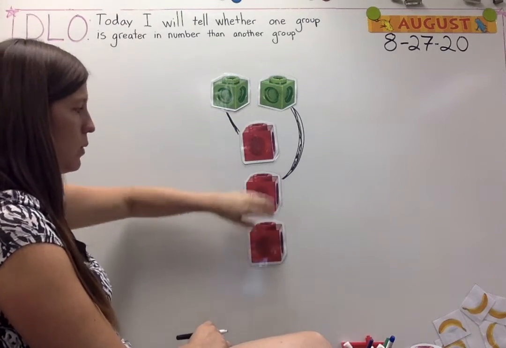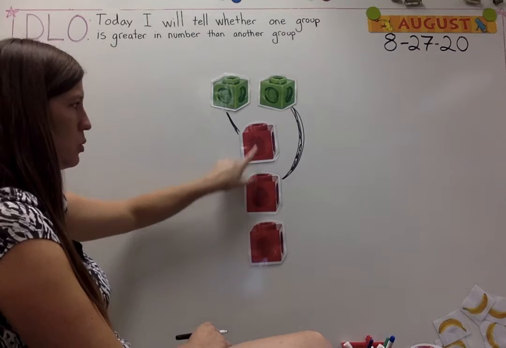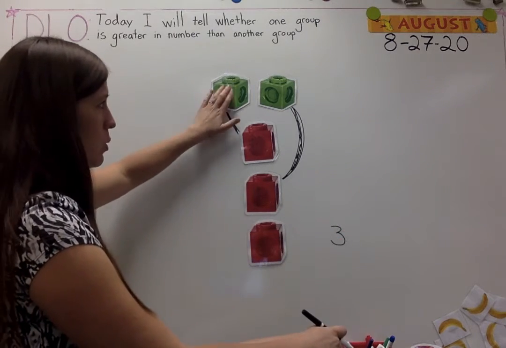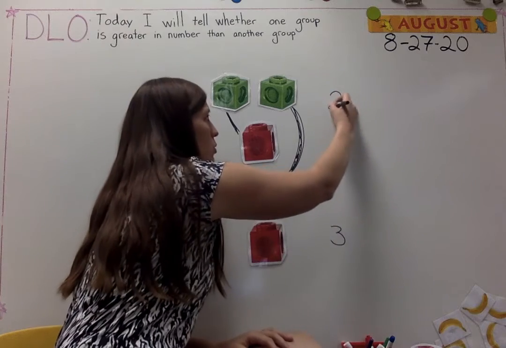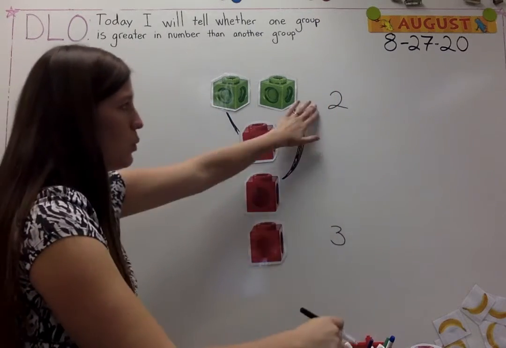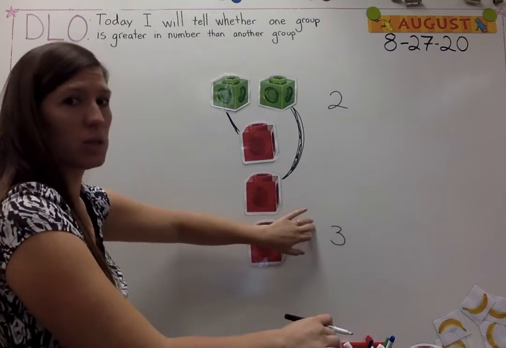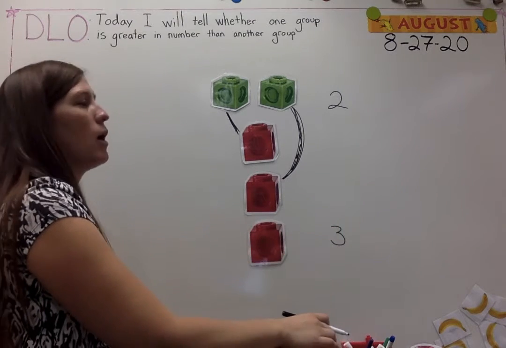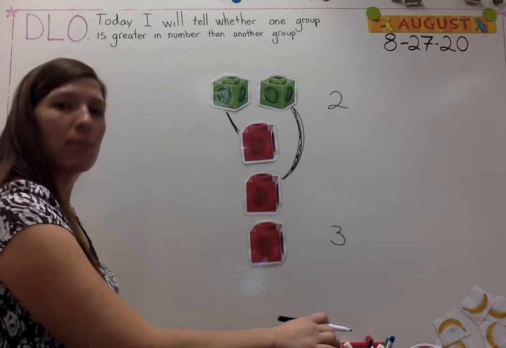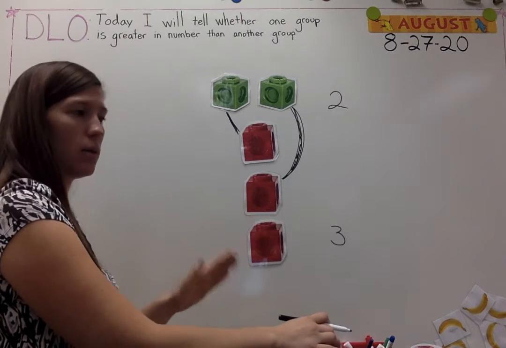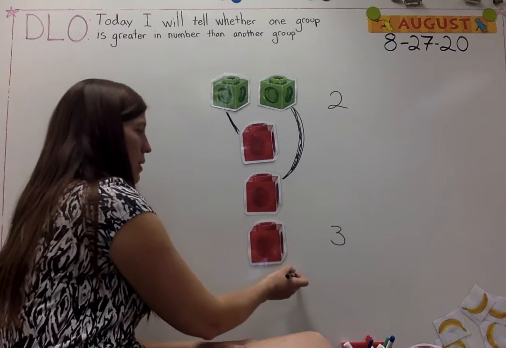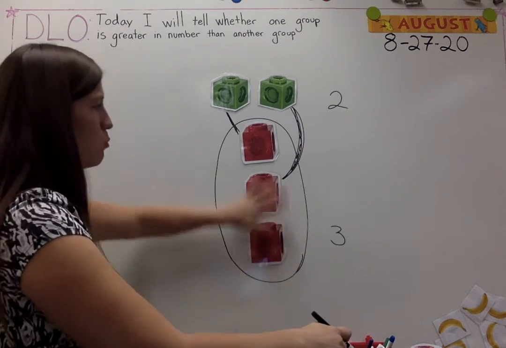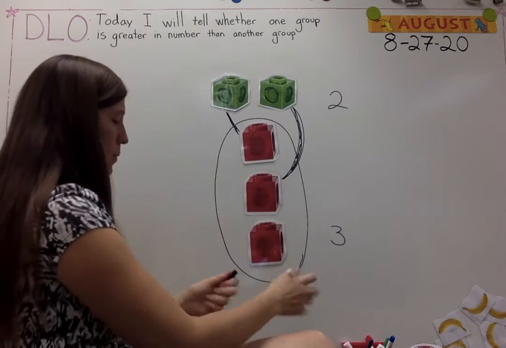Let's count them. Let's count the red ones. 1, 2, 3. We have 3 red. Let's count the green cubes. 1, 2. 2 green cubes. Which number is greater? Which one is more? Has more quantity? 3. I need to circle the group that is greater than the other. That's my red group. My red group has more. It's greater than the green cubes.